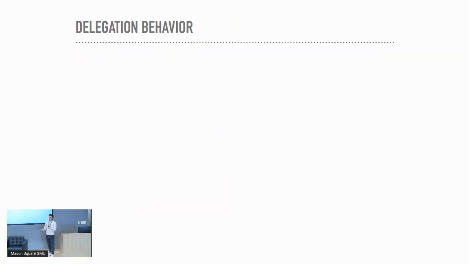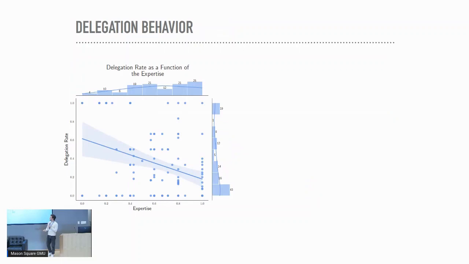And so what do we see in the data? We can first fit this Q function. This is the probability you delegate. On the bottom is your estimated expertise, how knowledgeable we think you are, and on the right is how frequently you tend to delegate. And we really do see that on average it does seem to be decreasing in a pretty statistically significant way. So this is encouraging. It's matching our theoretical sufficient conditions.